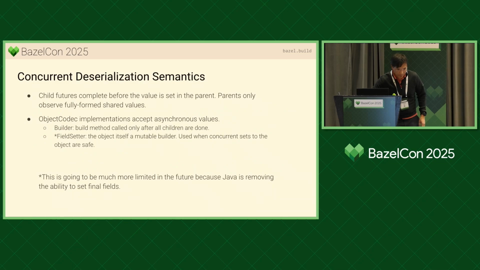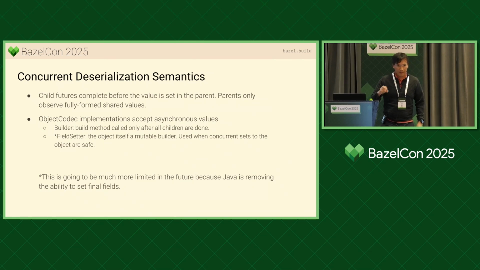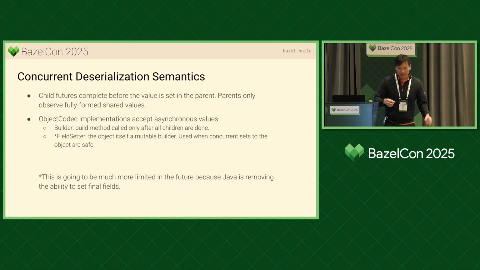Okay. I just spoke to this. There's a little bit more detail here. The object codecs are the implementations of the serialization code. It's done on a per class basis. And there's 2 APIs that we use to allow asynchronous serialization. One is you can declare a builder, and then the builder has to be thread safe. The asynchronous values can be set at any time. And then there's this field setter version where the object itself is a mutable builder.